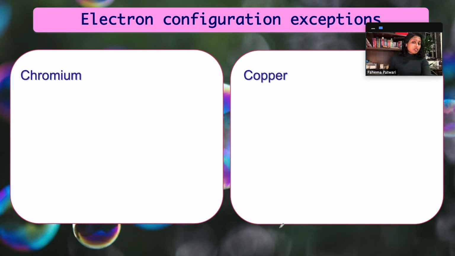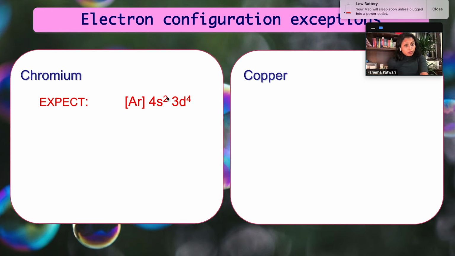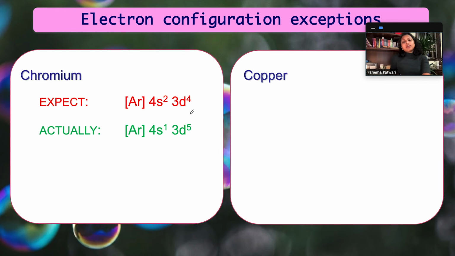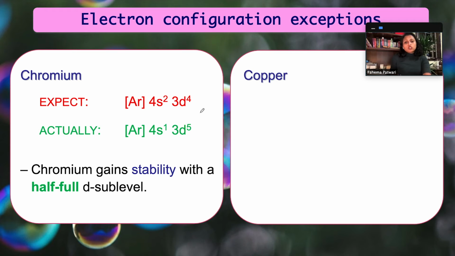So what exceptions exist? Chromium and copper. Why? If you write out the electron configuration, you'll see that 4s has 2 electrons and 3d has 4 electrons. However, that's been found to not be the case. In reality, 4s has 1 electron and 3d has 5. Why? Because chromium gains stability when this D sublevel is half full.